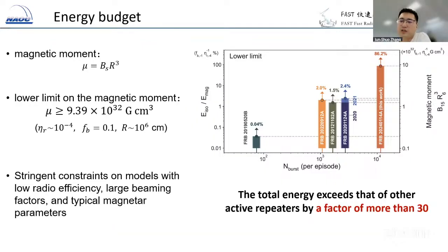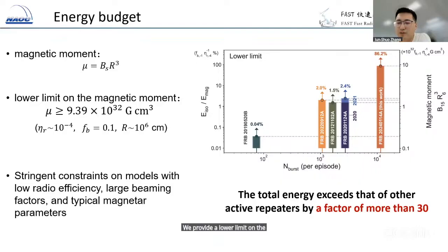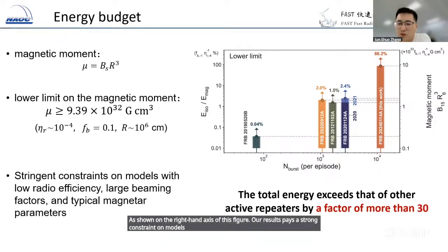As the magnetic moment of a magnetar can be estimated through the equation shown here, we provide a lower limit on the magnetic moment of the central magnetar. The value we derive is about 9.4 times 10^32 Gauss cubic centimeter, as shown on the right-hand axis of this figure.